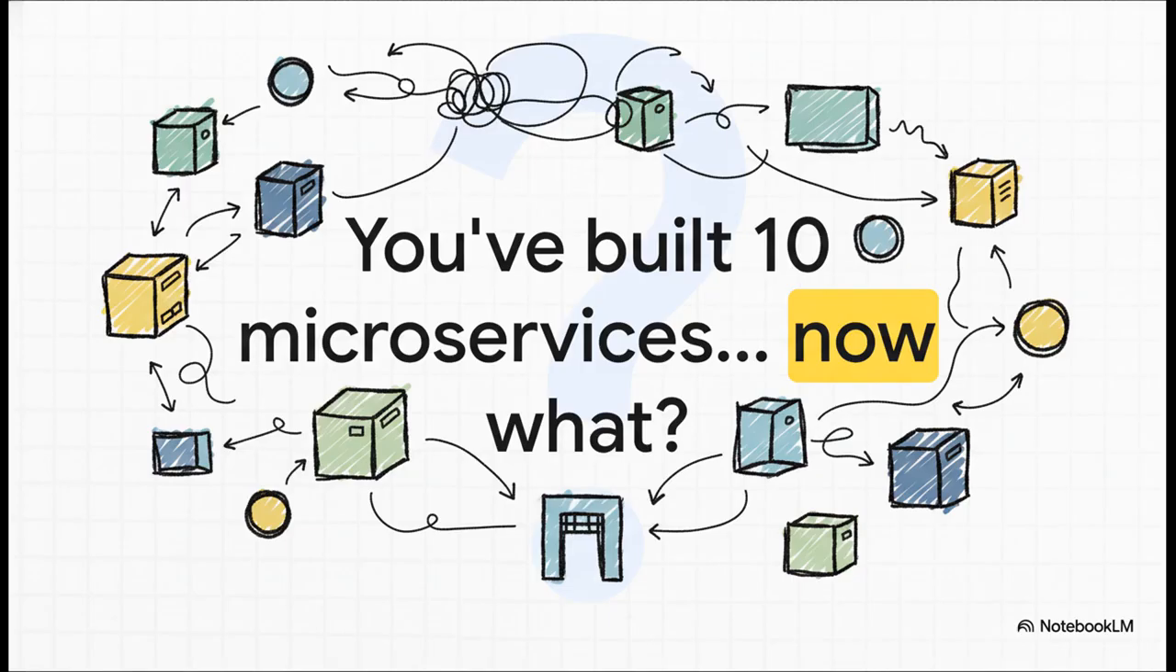So, picture this. You've done it. You've embraced the microservice architecture. Your big app is now a collection of small, independent services. It's awesome. It's scalable, it's flexible, but now you've got a totally new kind of problem. How in the world do you get all of these things to work together without creating an absolute tangled mess?